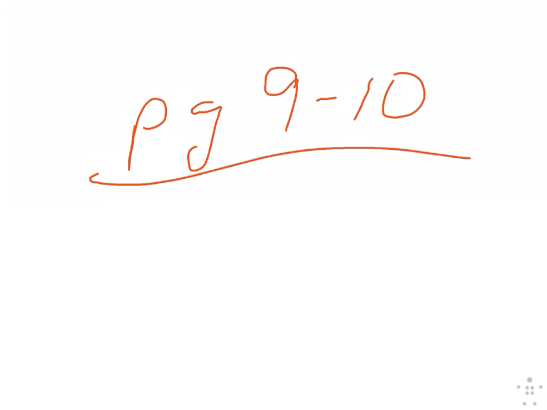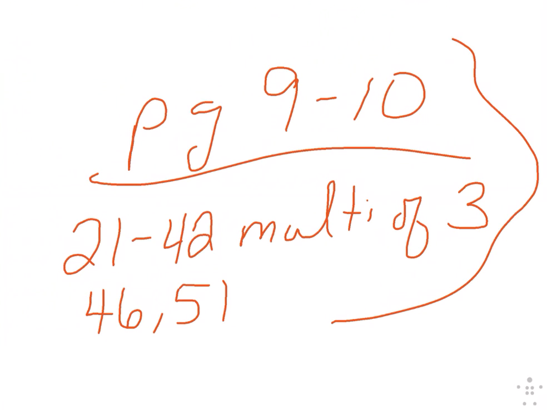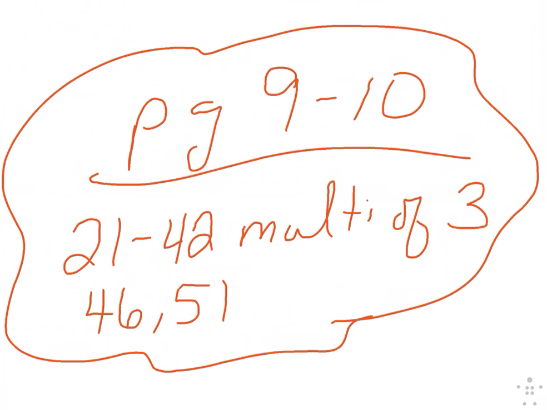Sure, absolutely. So on pages 9 and 10, we're doing 21 to 42, multiples of 3, 46 and 51. 21 through what? Oh, never mind. It's on there, Donna.